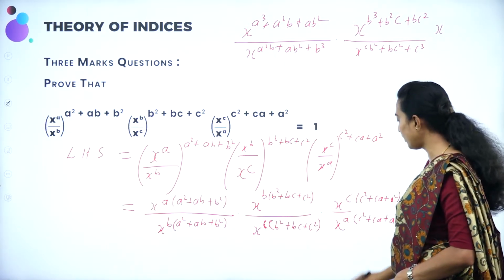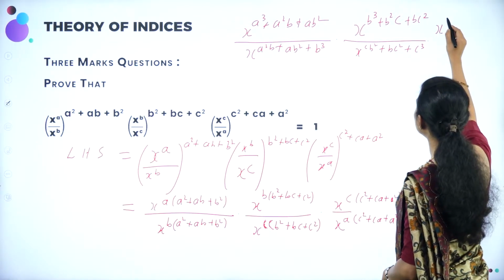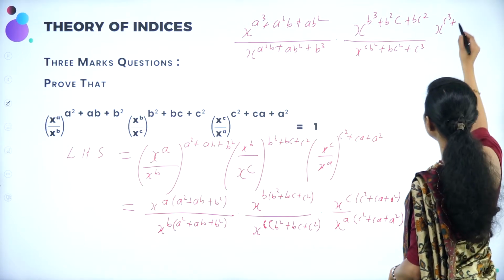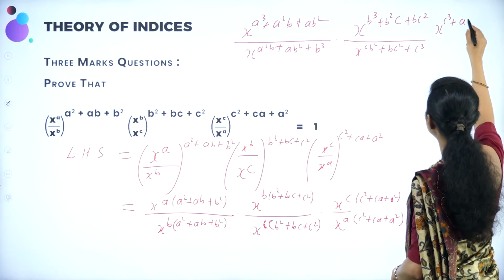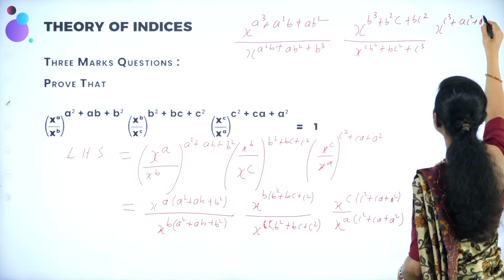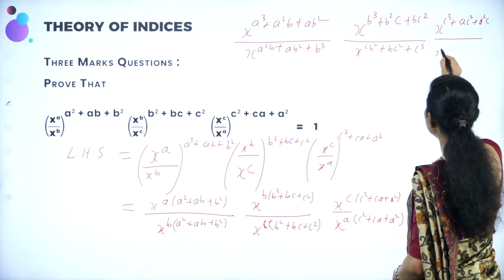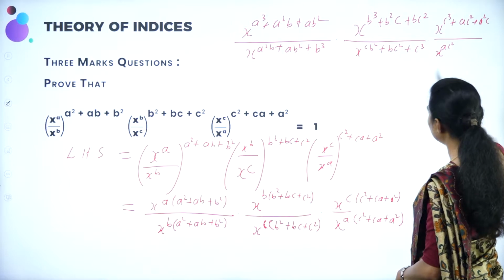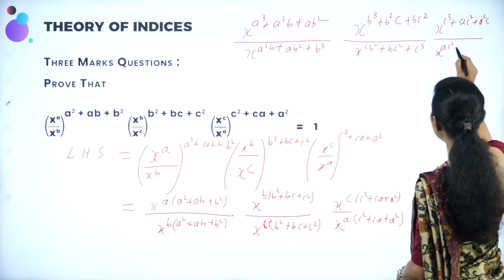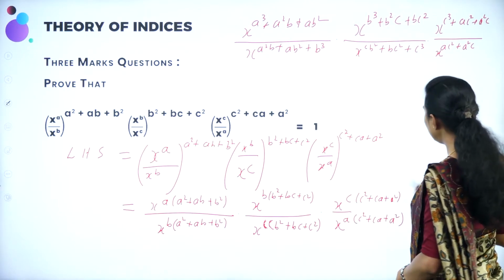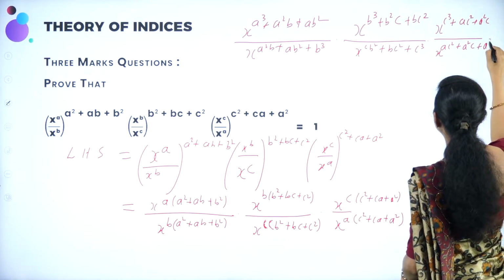the power of, you are going to have c into c squared is c cube, plus c into ca is ac squared, plus c into ca is a squared c, divided by x power, a into c squared is ac squared, a into ca is a squared c, a into a squared is a cube.